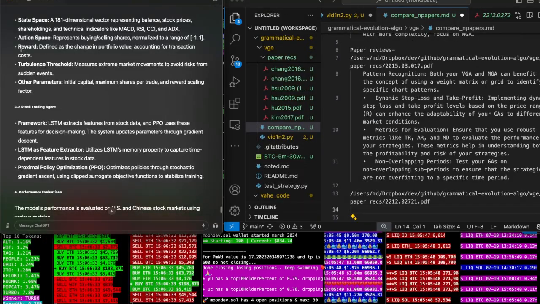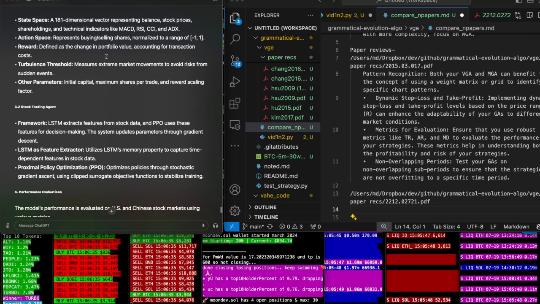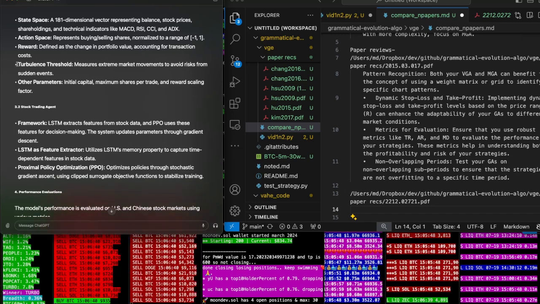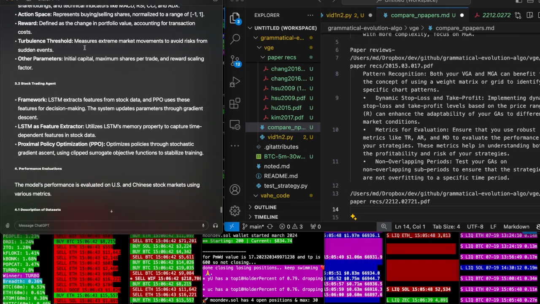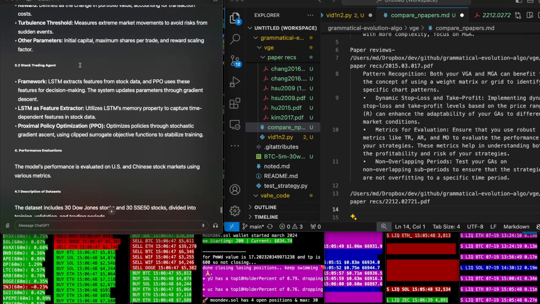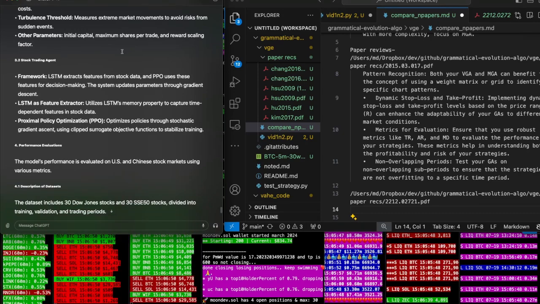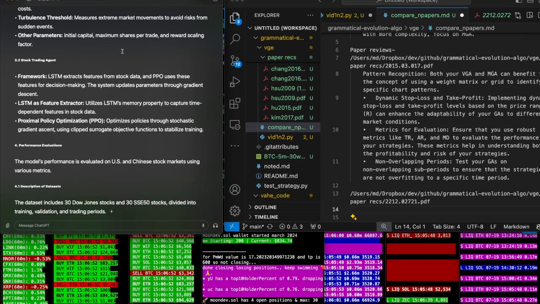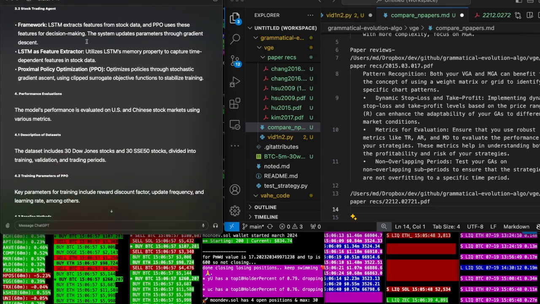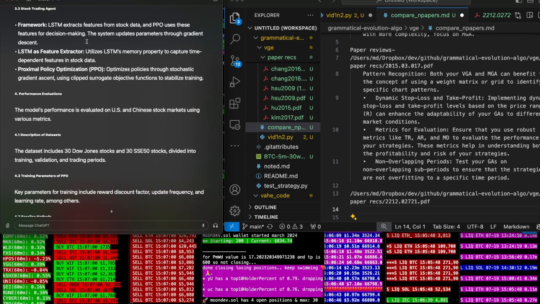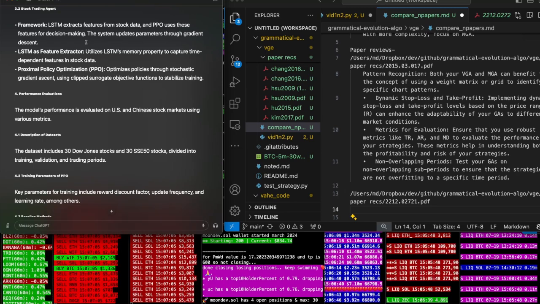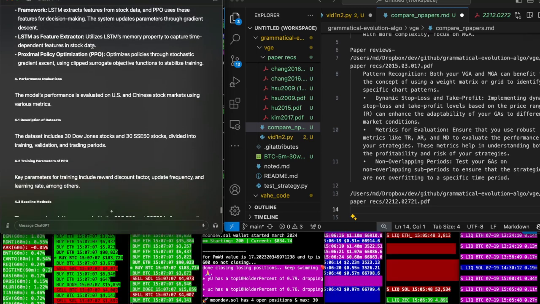The reward is defined as the change in portfolio value, accounting for transaction costs. Turbulence threshold measures extreme market movements to avoid risks from sudden events. Other parameters: initial capital, maximum shares per trade, and reward scaling factor. In the framework, the LSTM extracts features from stock data, and PPO uses these features for decision making. The system updates parameters through gradient descent.